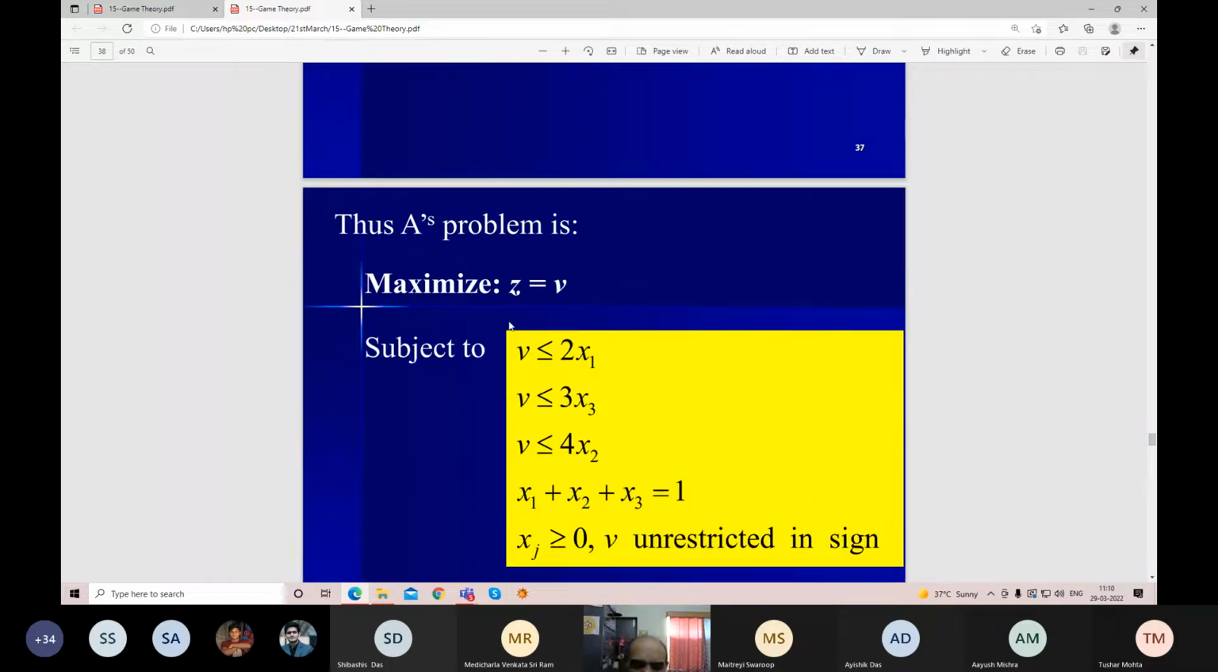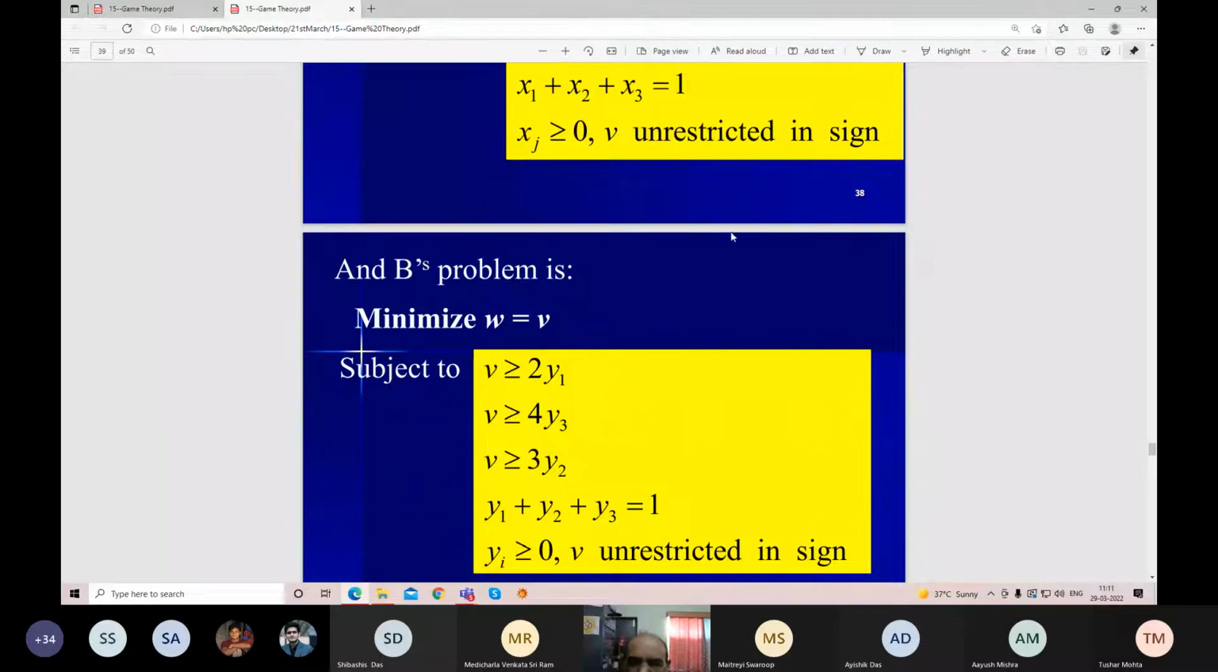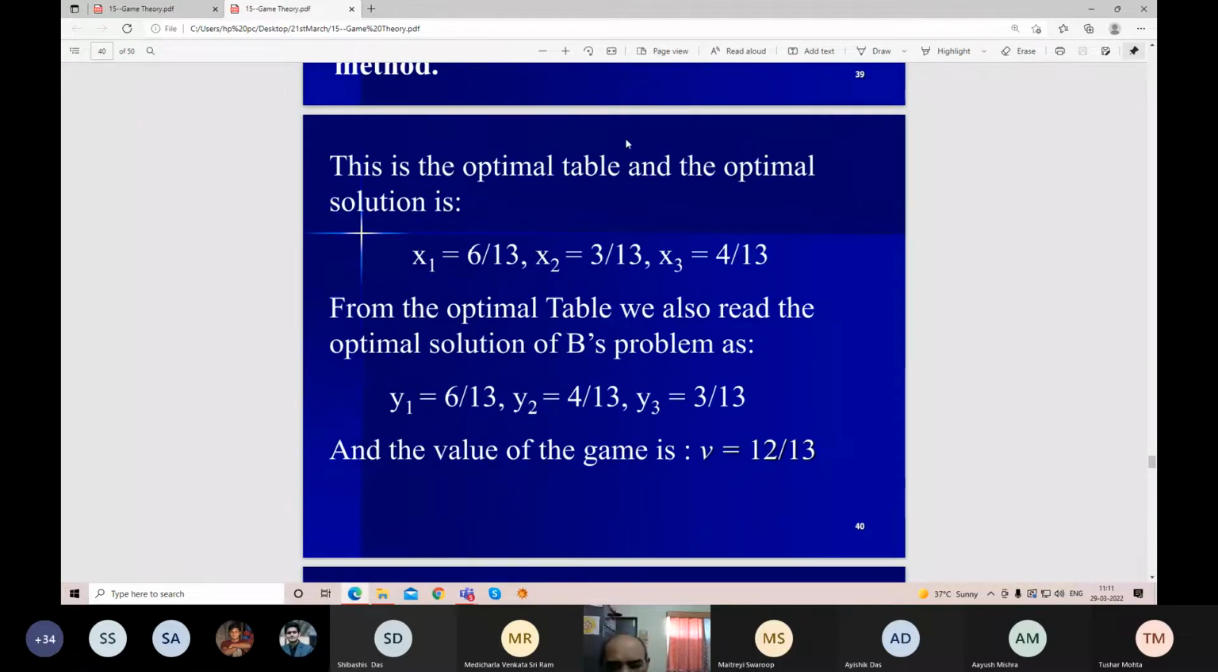With respect to this unstable game, we have the formulation. We would like to maximize nu, and nu is less than or equal to 2x1, also less than or equal to 3x3, and also less than or equal to 4x2, and the sum of these is equal to 1. So once you simplify, we have the solution. Here nu is not restricted since when the elements are 0 or positive, nu has to be positive.